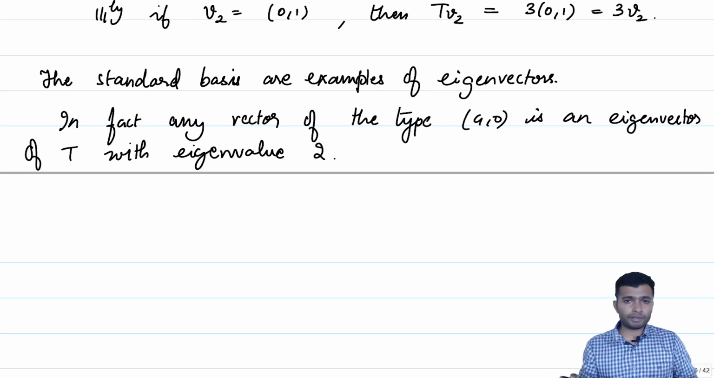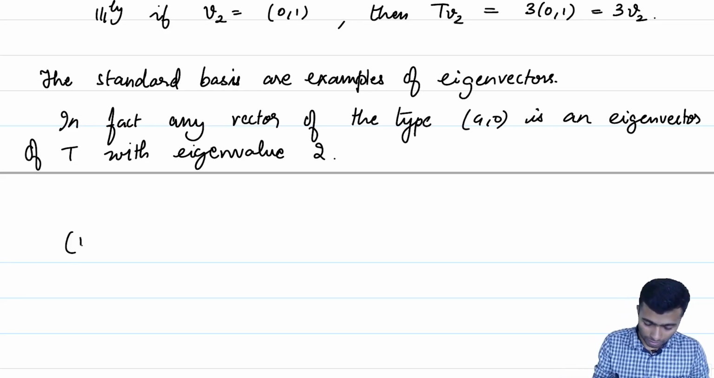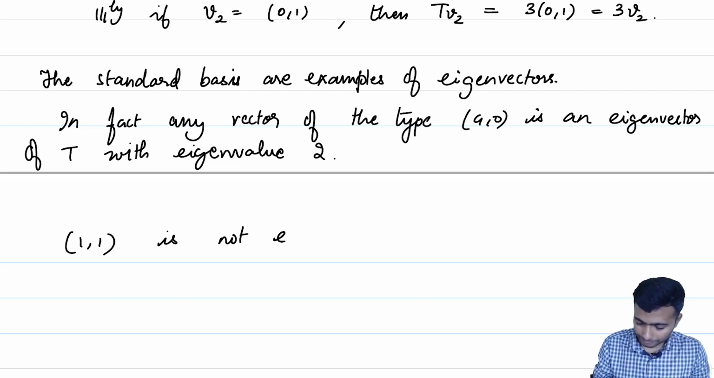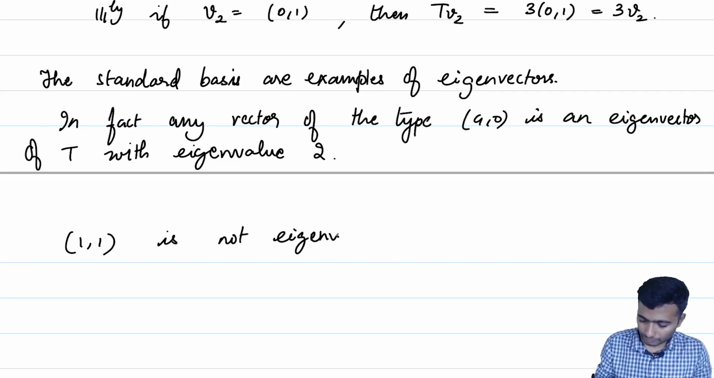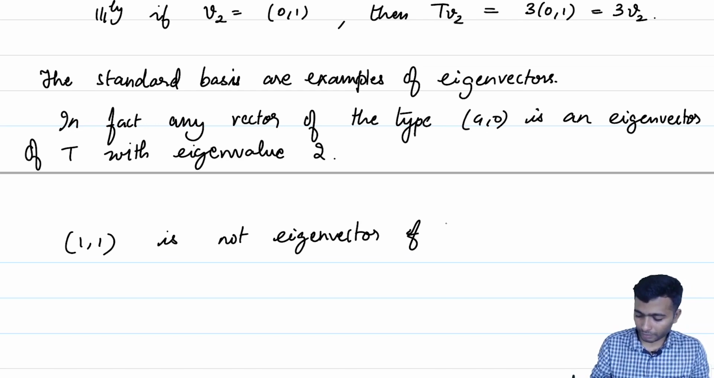Also notice that not every vector is an eigenvector of T. So, (1, 1) for example is not an eigenvector of T.